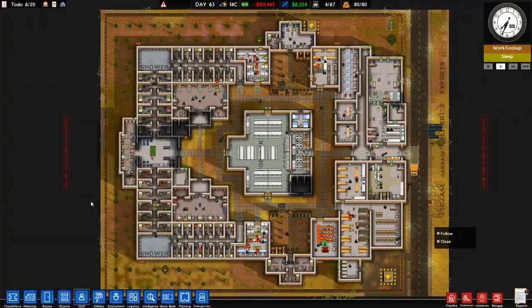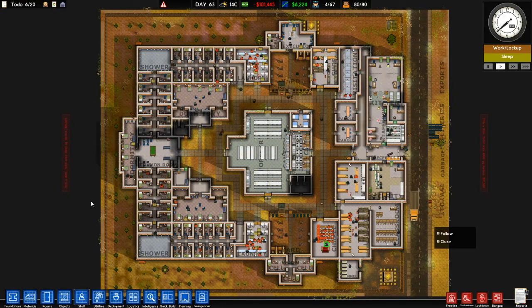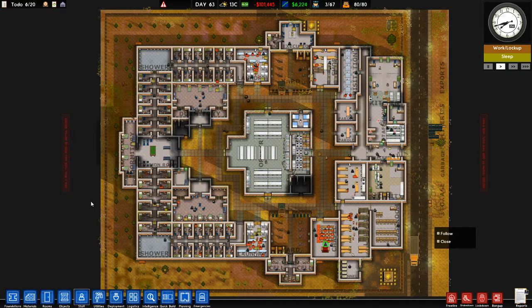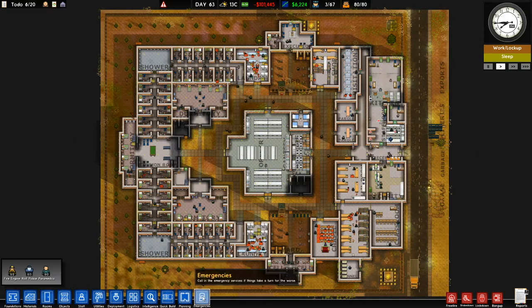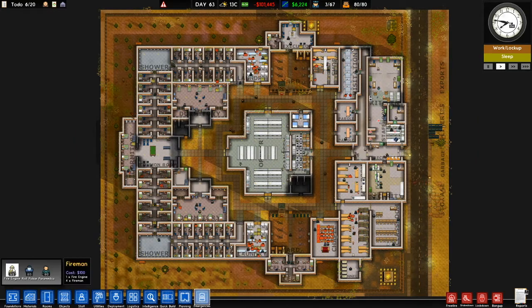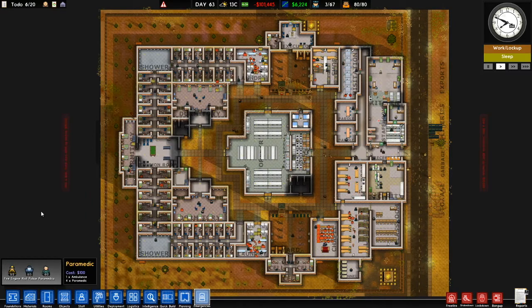The final type of staff that we will talk about today is emergency personnel. These are the staff that you call during a riot or a fire or something like that. They are located on this tab here. Click on that. You've got the fire engine, the riot police, the paramedics. They all do what you'd expect them to do.